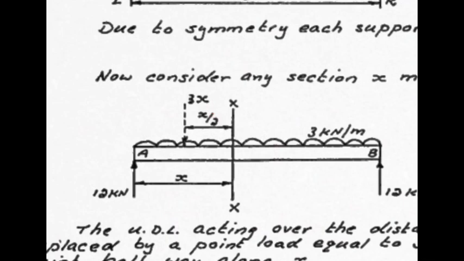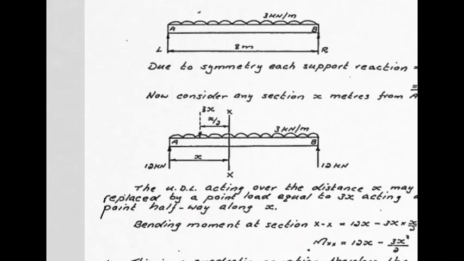So all we do is replace the UDL in our minds with a force equivalent to its full magnitude, which would be 3x. Where do we place it? At mid-span, in other words here. We make it a dotted line to show it's an imaginary thing that we are using, and we simply treat it then like a point load from that point on. So the bending moment at XX is simply 3x times x over 2.